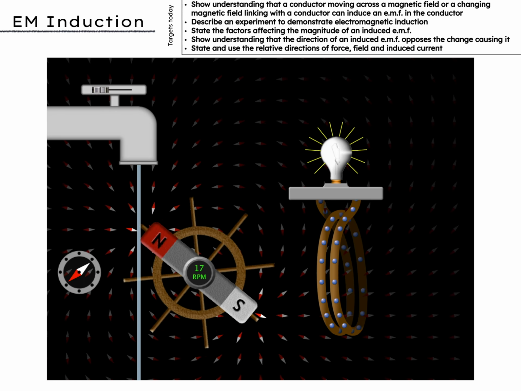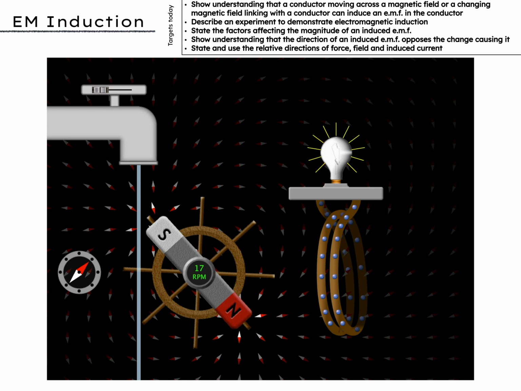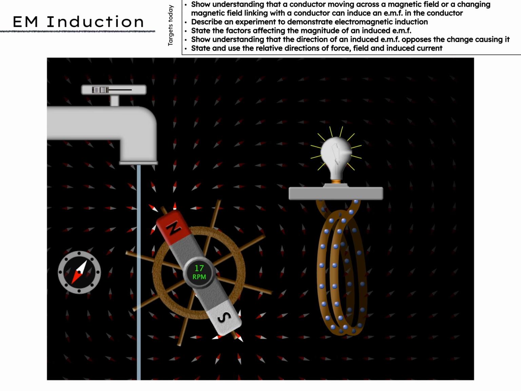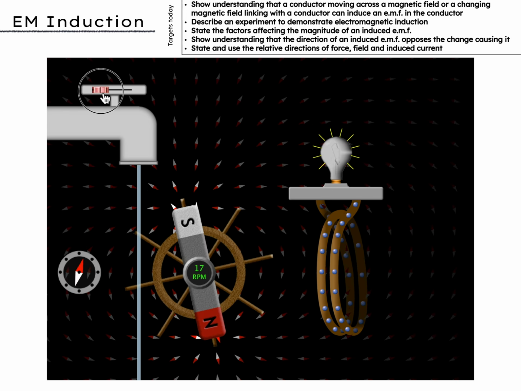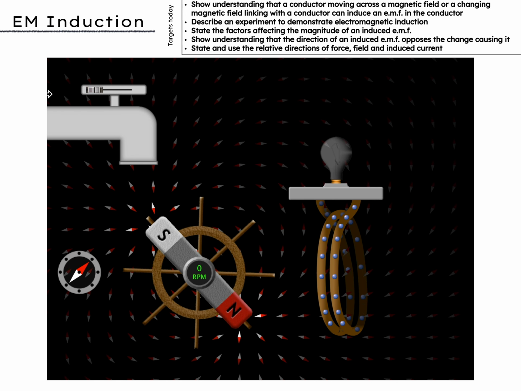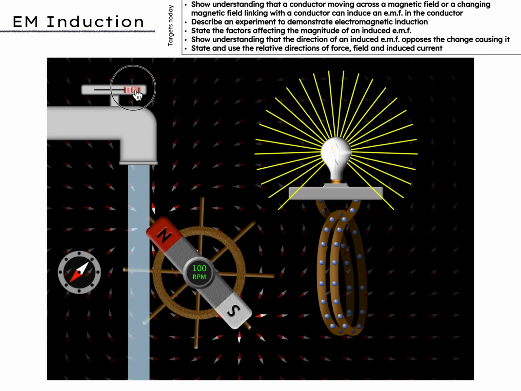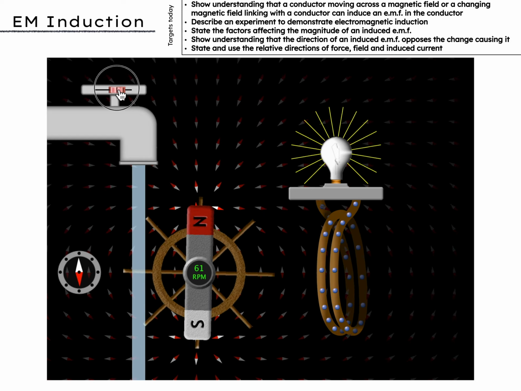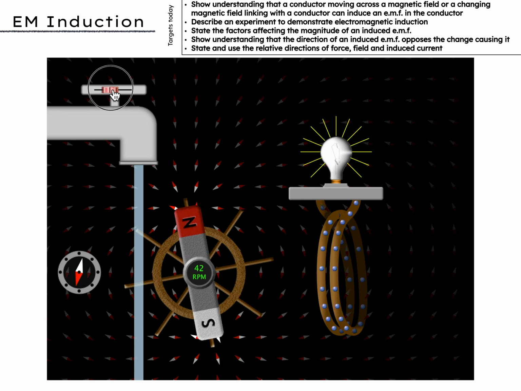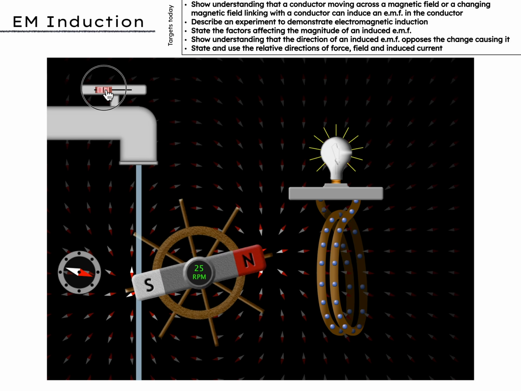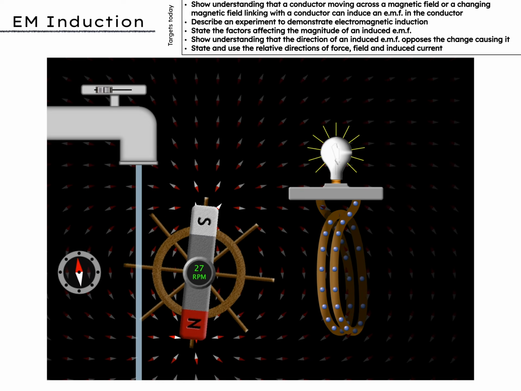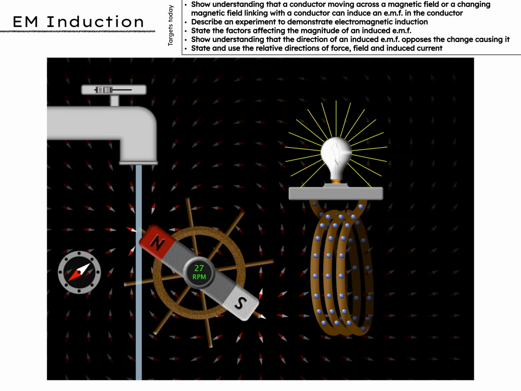How can I increase the size of the EMF? Give me 3 factors. Well, pause if you don't have any, but speed and strength of the magnet are 2. What else? Well, the number of turns in the coil is important as well, as we can see here.